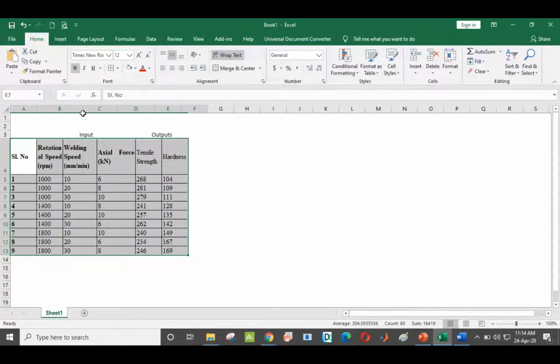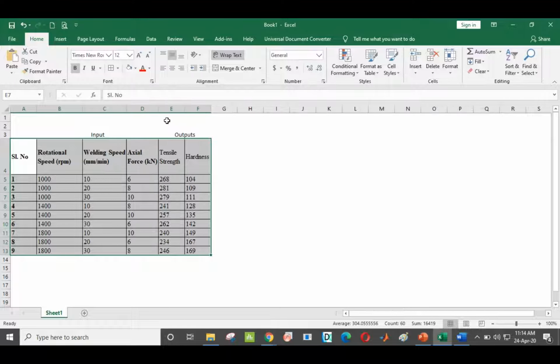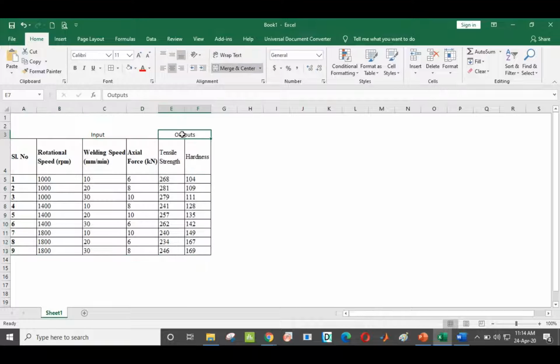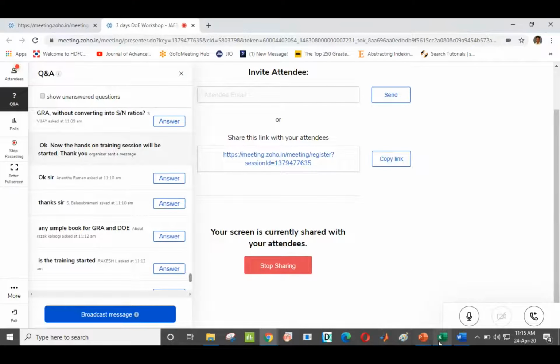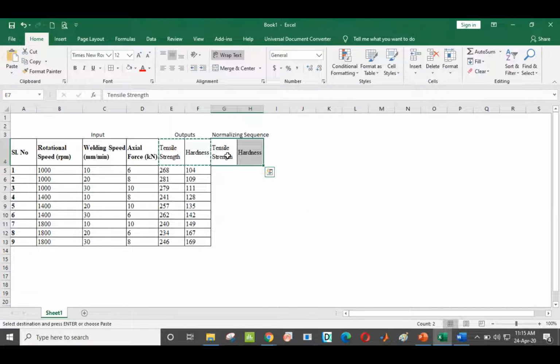So the input is formulated based on Taguchi's orthogonal array, that is the L9 orthogonal array. Based on that, the experiments were performed and the outputs were recorded. Now, the first step in gray relational analysis is to carry out the normalizing sequence.